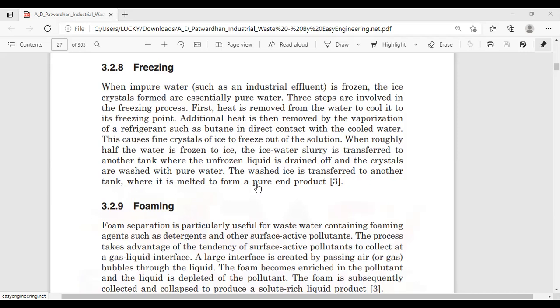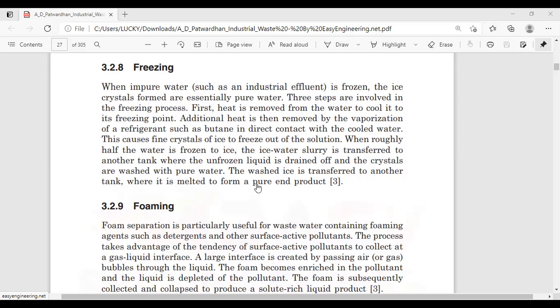Next, additional heat is then removed by the vaporization of a refrigerant such as butane in direct contact with the cold water. When a gas such as butane contacts the cold water and we give the supplement of heat, that cold water also vaporizes. So that is the second step.